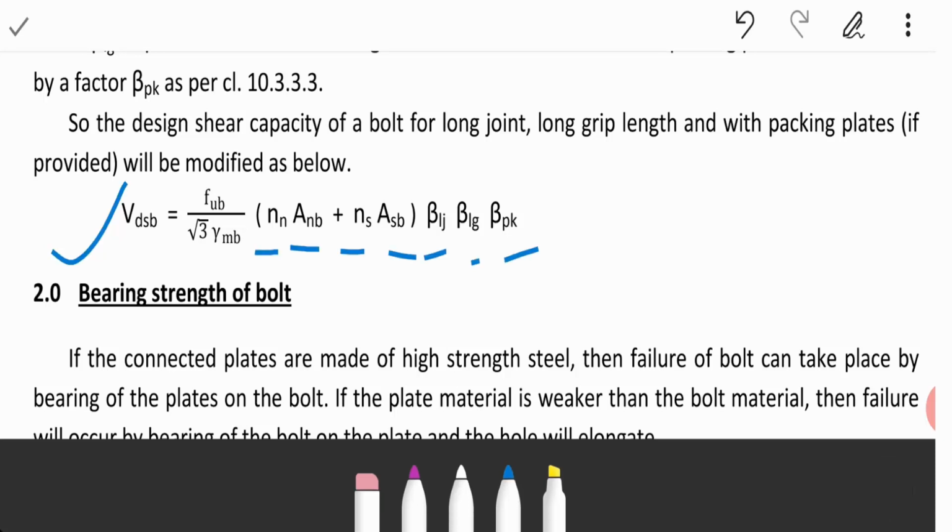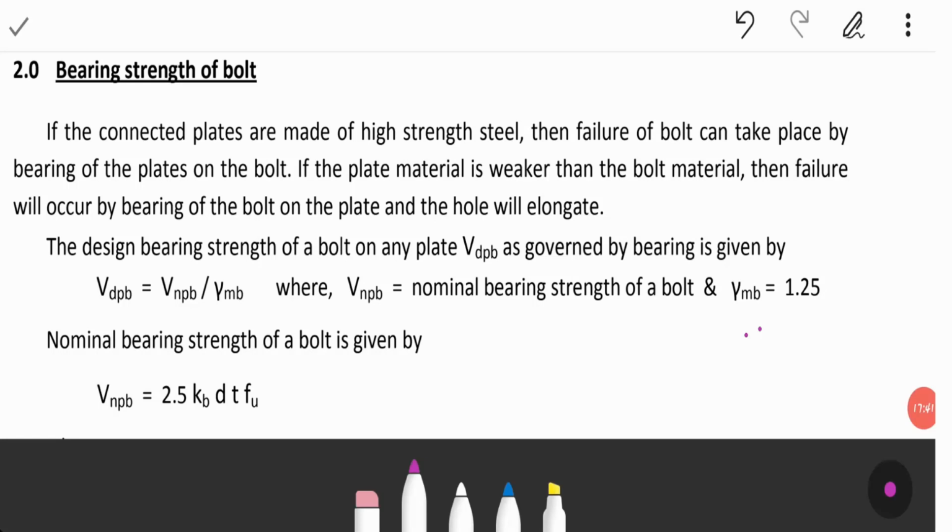Now, bearing strength of bolt. If the connected plates are made of high strength steel, then failure of the bolt can take place by bearing of the plate on the bolt. If the plate material is weaker than the bolt material, then failure will occur by bearing of the bolt on the plate and the hole will be elongated. Right?